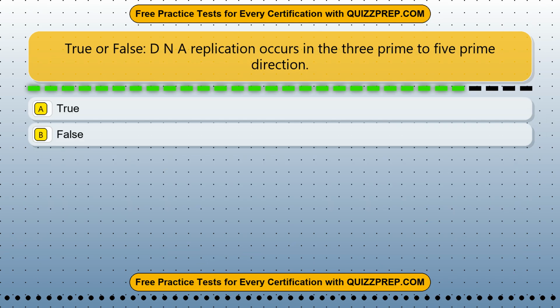Question 46. True or false? DNA replication occurs in the 3' to 5' direction. Option A, true. Option B, false.